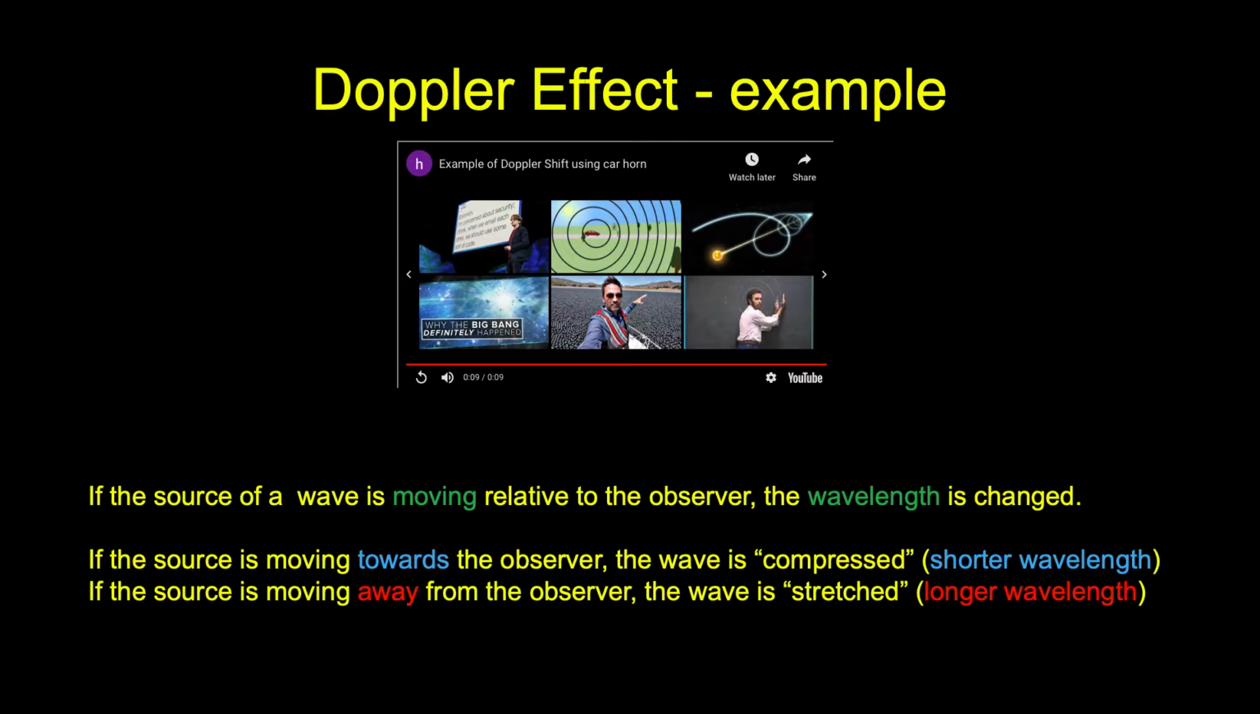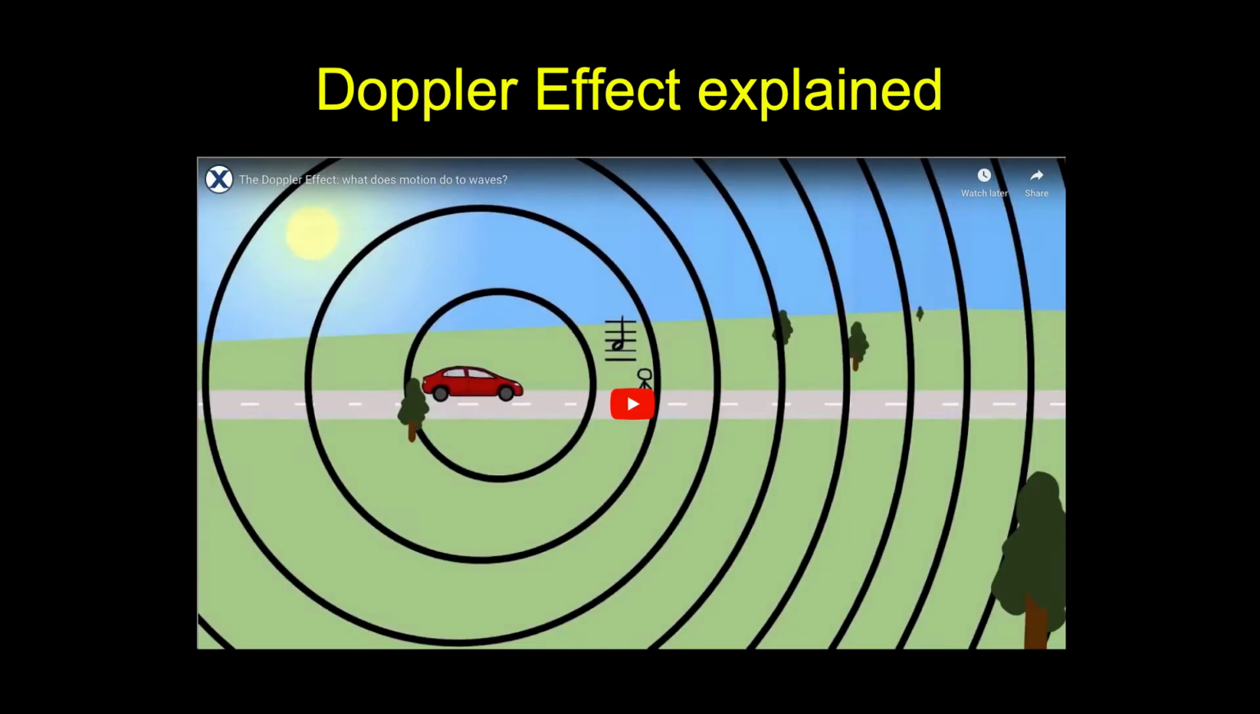but what we want to understand is how that can happen with light. Light is also a wave, and that means that if we are moving relative to a light source, it changes the wavelength. Let me show you another short video clip.